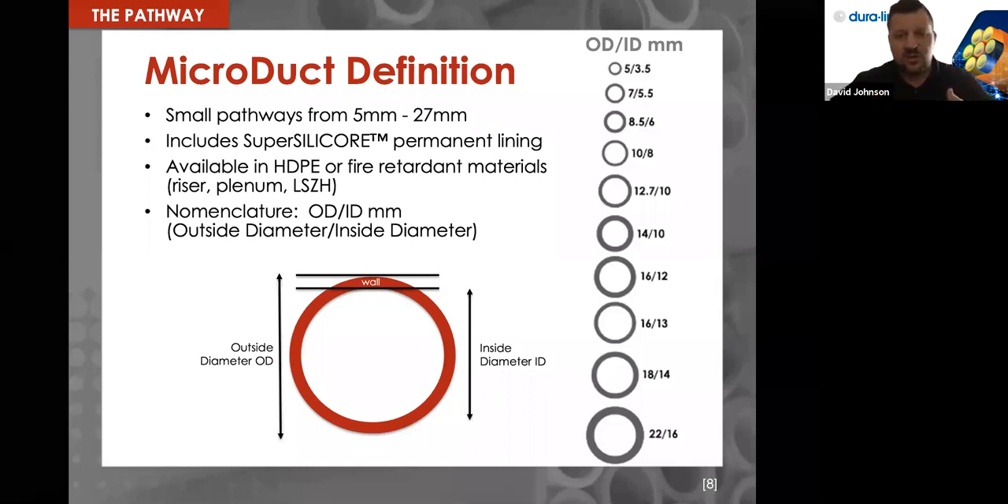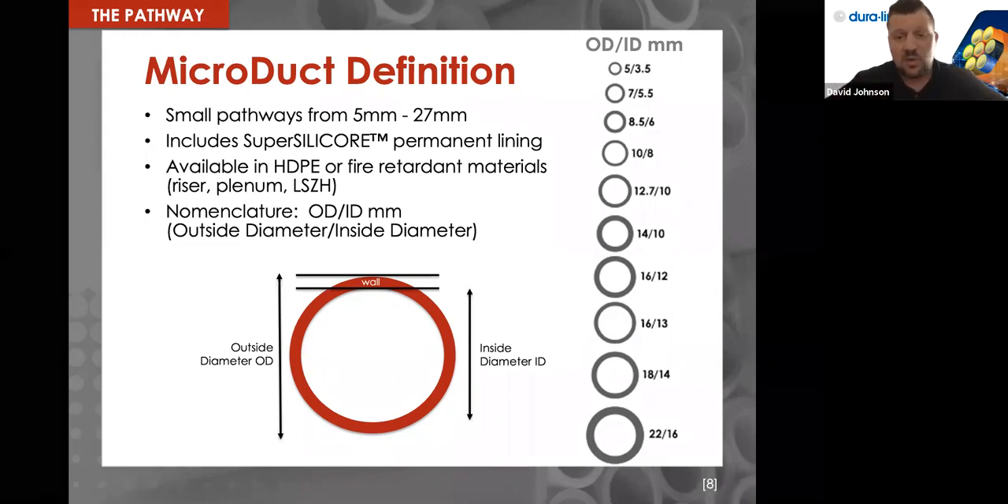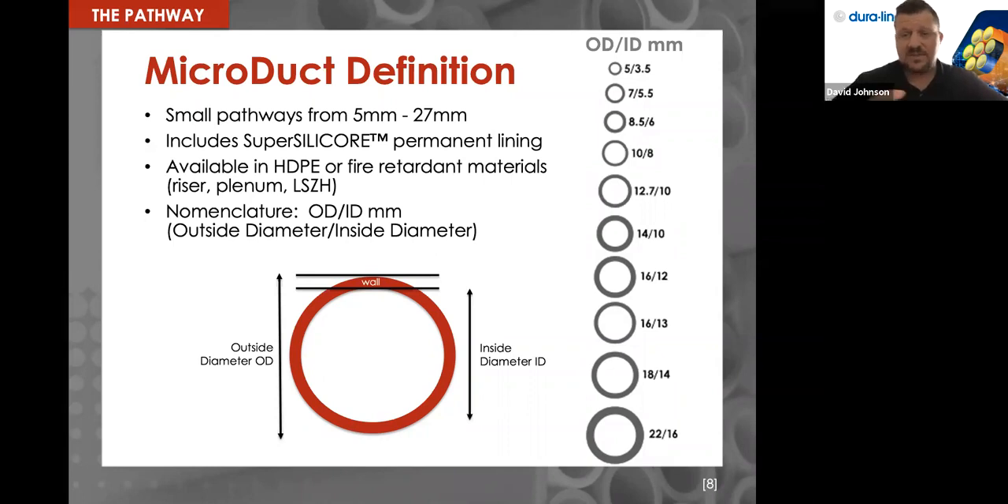They have Super Silicore. We have ribbed lining to really eliminate any surface area that the fiber is touching as you're placing it into the microduct. We make it in all materials: HDPE, riser, plenum, low smoke zero halogen, all of which is wherever the environment that you're placing these ducts into, whether that's in building or outside plant, we have the product available in all shapes and sizes. The sizes you see on the right here are the majority of the sizes we sell.